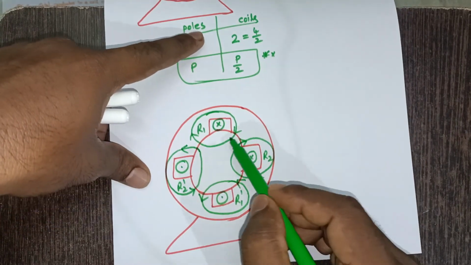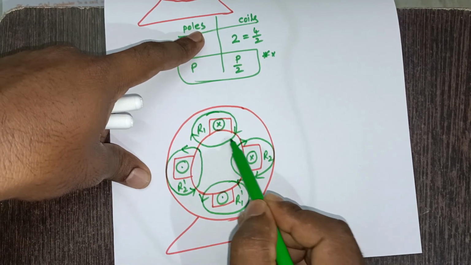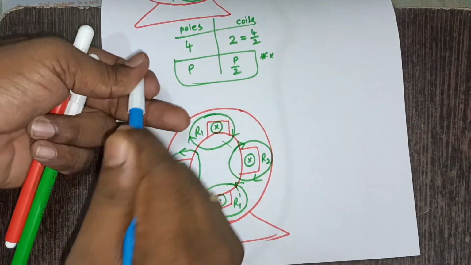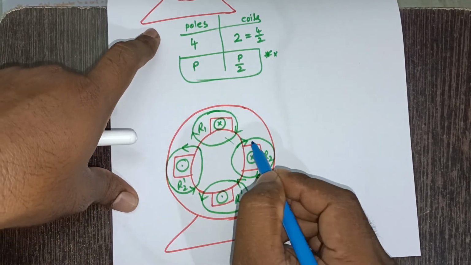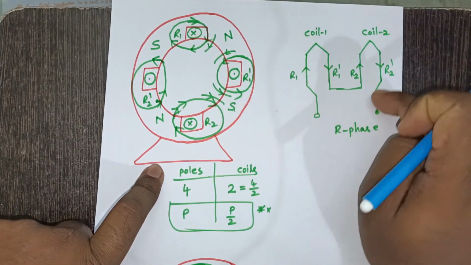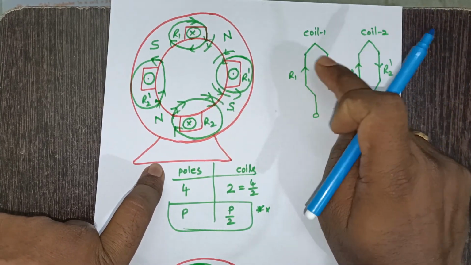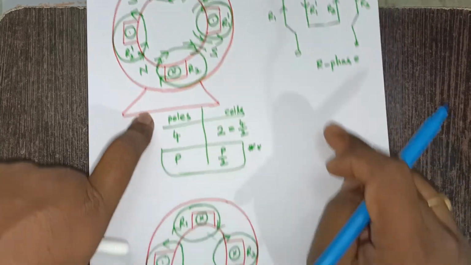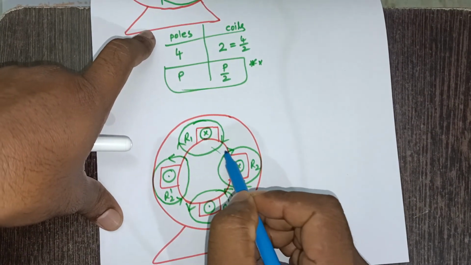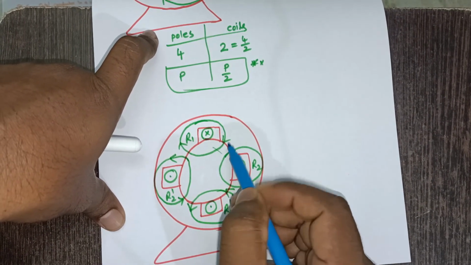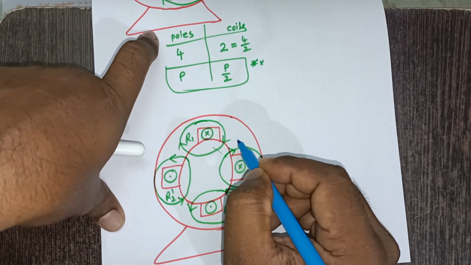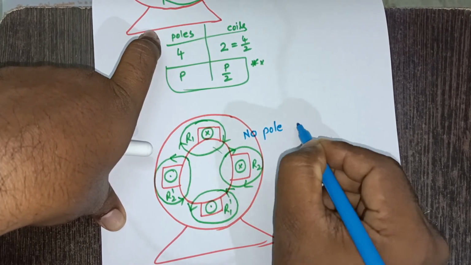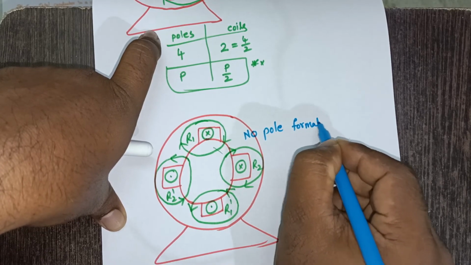If you observe these flux lines carefully, these two flux lines are in opposite direction. If they are in opposite direction, what happens? This flux can exactly cancel this flux. Why? Because these two coils are connected in series. If they are connected in series, current flowing through each coil side is the same, so the flux produced by each coil side is also the same. If these two flux lines are in opposite direction, they will cancel. Therefore, there is no pole formation.